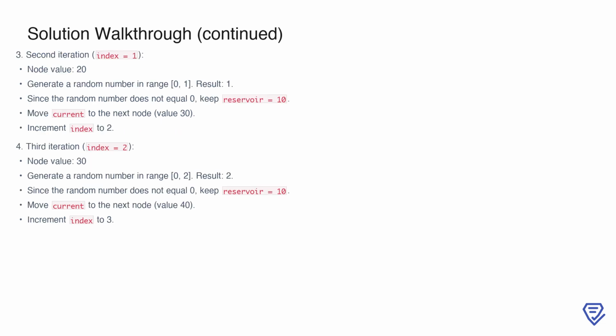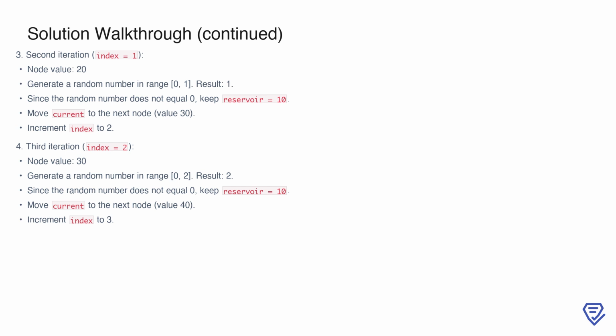For the second iteration, the index is now 1, and the current node value is 20. We generate a random number in the range 0 to 1, and the result is 1. Since the random number does not equal 0, the reservoir remains 10.